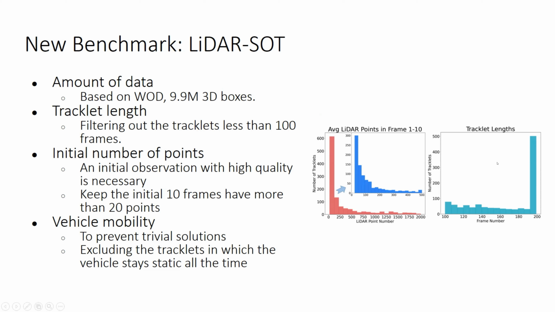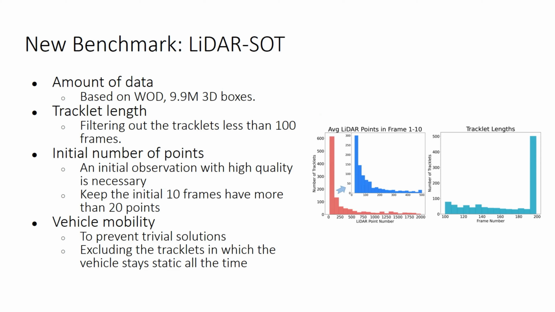You can see on the right side, most of the tracklets have 200 frames. That's the longest frame number for the Waymo open dataset clip. We also limit the initial number of points. We eliminate all the tracklets whose initial frame has fewer than 20 points, because for the SOT setting, the initialization is very important. If there's almost no observation in the first given bounding box, it will not create meaningful tracking results.